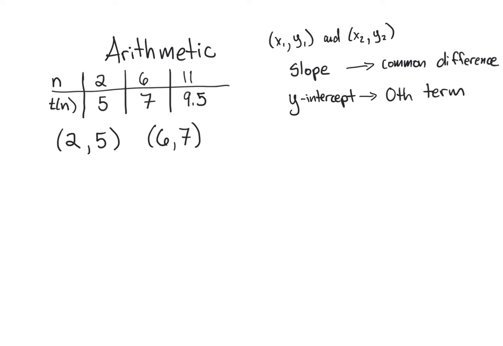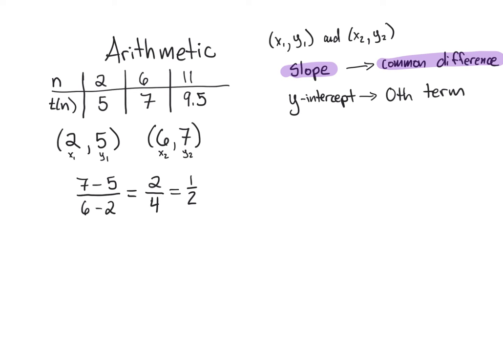To find the common difference for this sequence, we just find the slope between these 2 points. So we'll take the change in y, 7 minus 5, over the change in x, 6 minus 2. And we get 2 over 4, which simplifies to 1/2. So our common difference is 1/2.